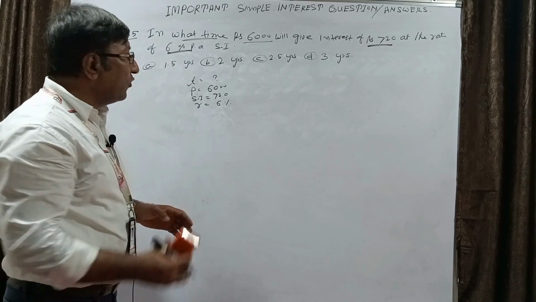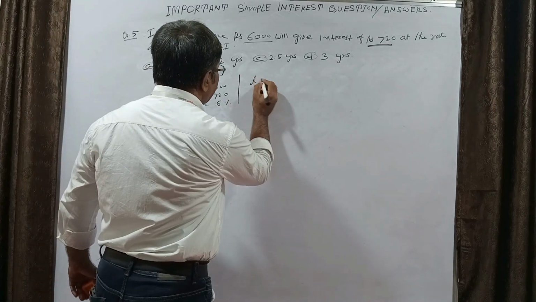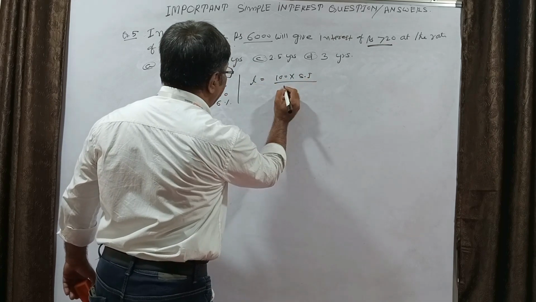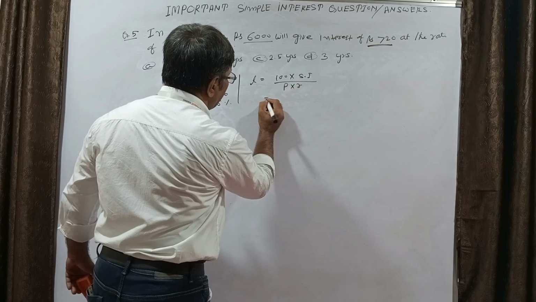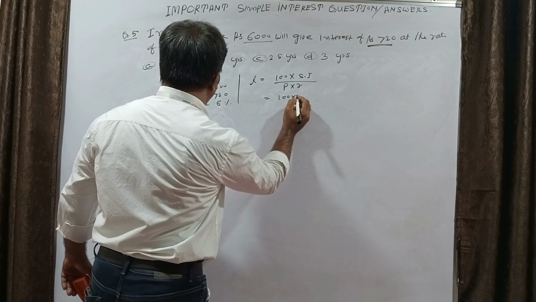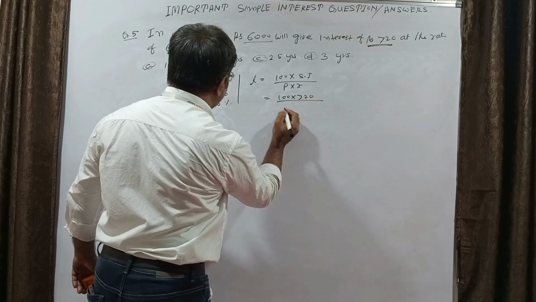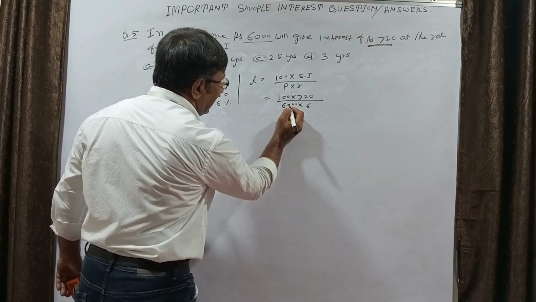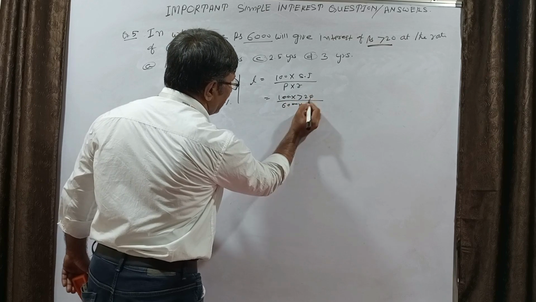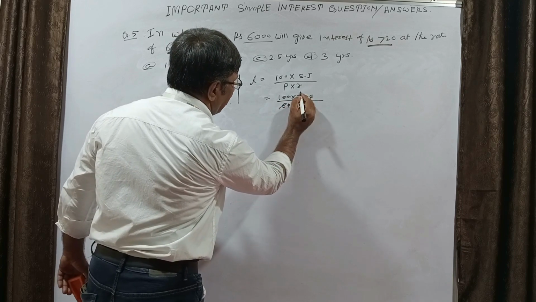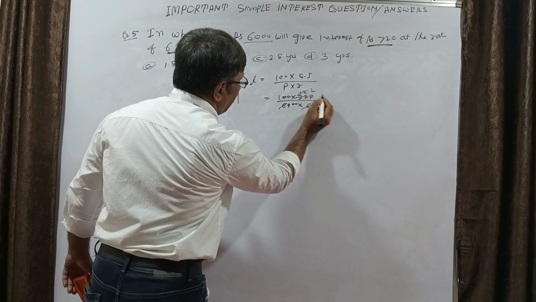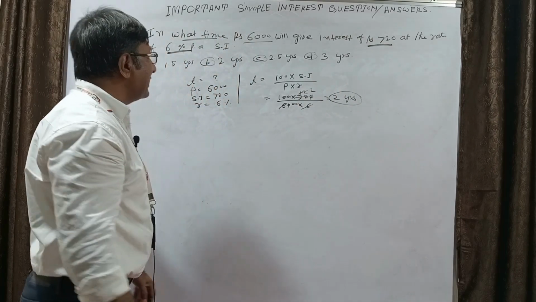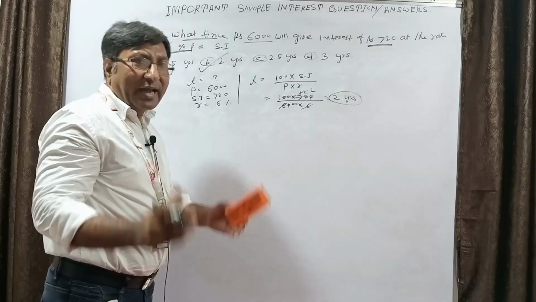So we know the basic formula for the time is: time equals 100 into simple interest divided by P into rate. So this is 100 into simple interest, given 720, P is given 6000, rate given 6. So here this 2 zeros cancel, this 1 zero cancels. Now 6 ones are 6, 6 twos are 12 and 6 twos are 12. So the correct answer is 2 years. So option B is the right answer.